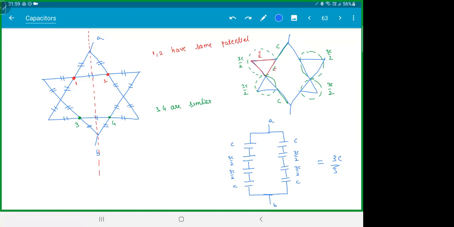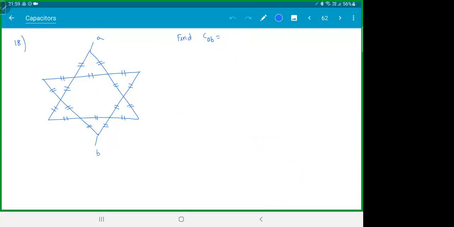Yeah, we can fold. If someone wants to do more adventure, you can take this as C and this as D. If you keep the battery between these two terminals, find the equivalent capacitance with that. That you can do. It will be fun.